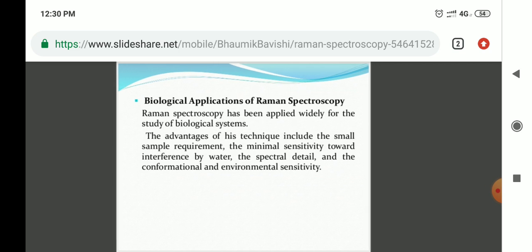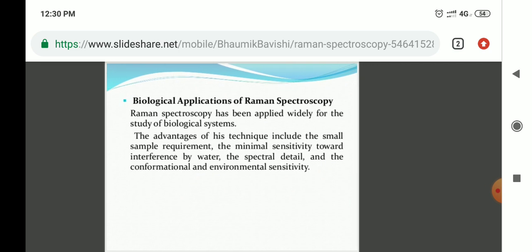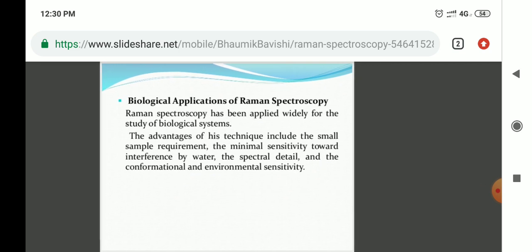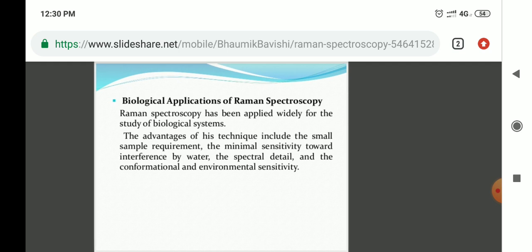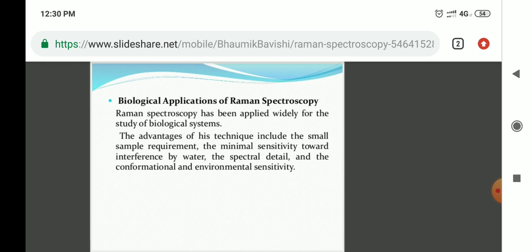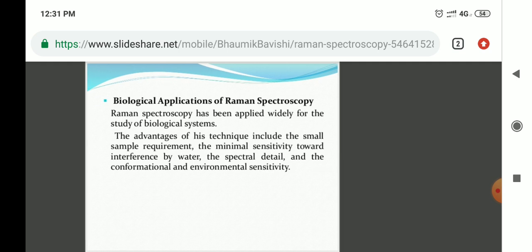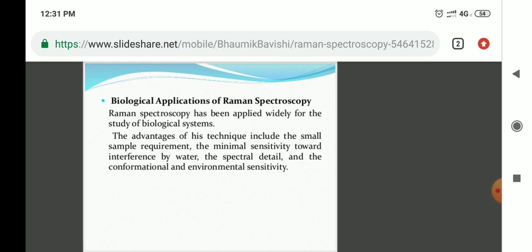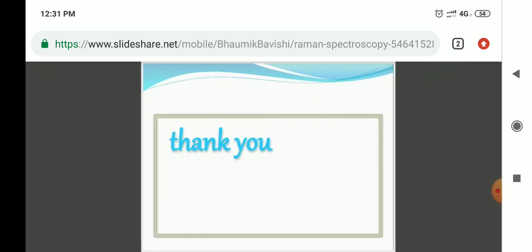And next application is the biological application of Raman spectroscopy. Raman spectroscopy has been applied widely for the study of biological systems. The advantages of this technique include the small sample requirement, the minimal sensitivity towards interference by water, spectral detail, and the conformational and environmental sensitivity.